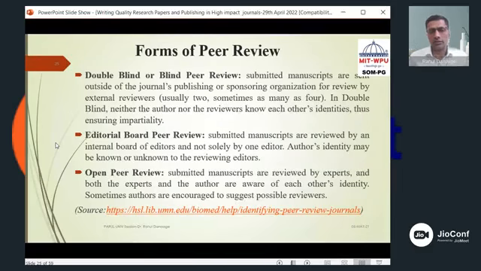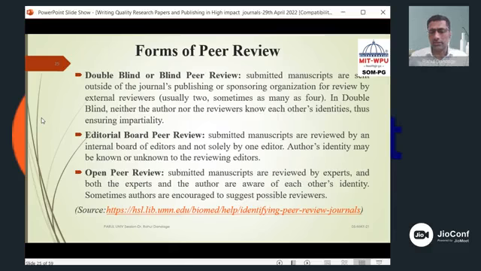Then another type of peer review is editorial board peer review, wherein initially the editorial board members will try to scan and review the manuscript, whether it is fitting into the scope, aims and objectives of the journal or not, or maybe the language, the structure, the formatting, and the adequacy of the literature referred. That can be under the editorial board review.